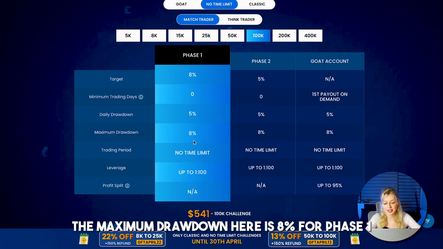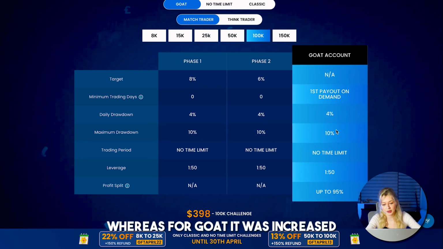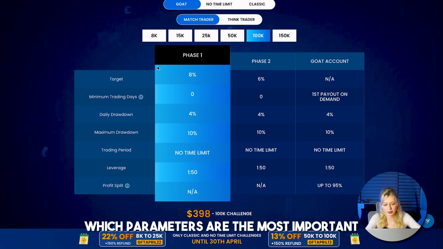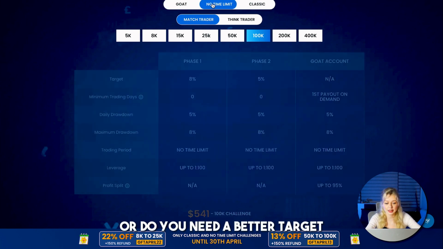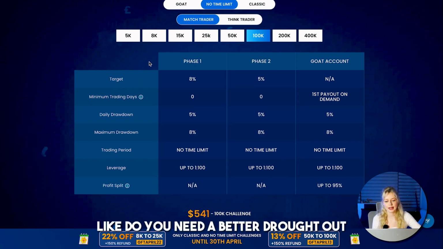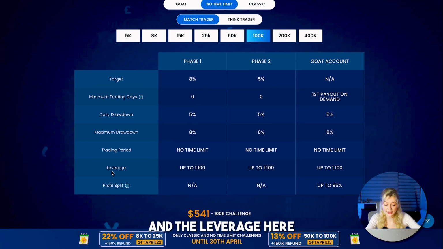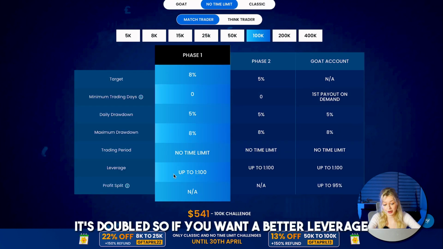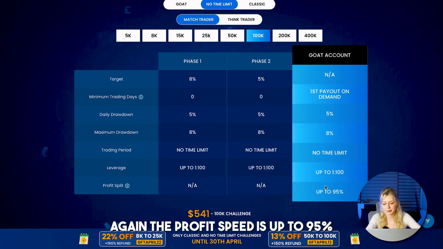The maximum drawdown here is 8% for phase 1, phase 2, and for the Goat account, whereas for Goat it was increased. So you are going to calculate which parameters are the most important for you. For example, do you need a better drawdown, or do you need a better target in order to pass the challenge? Based on the way that you know yourself as a trader. Like, do you need a better drawdown or do you need a faster target? Because those are the differences. And the leverage. Here the leverage is a little bit better than the Goat leverage, right? It's doubled. So if you want a better leverage, I suggest you to go with the no time limit variant. Again, the profit split is up to 95%.